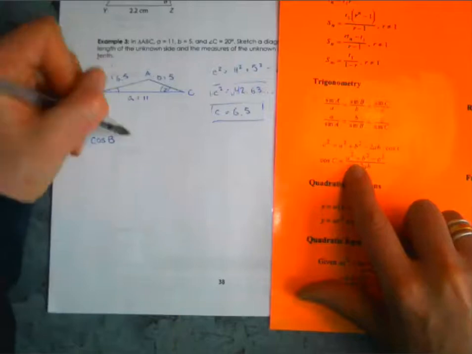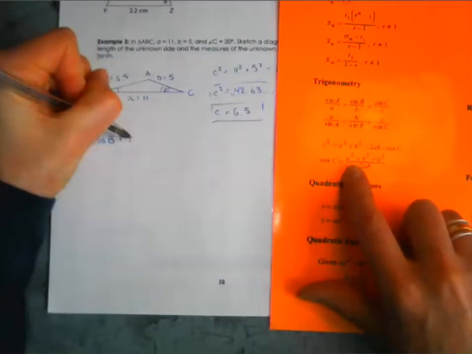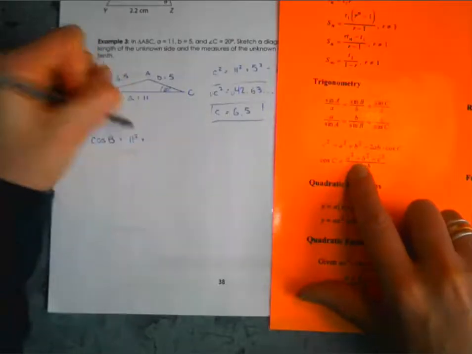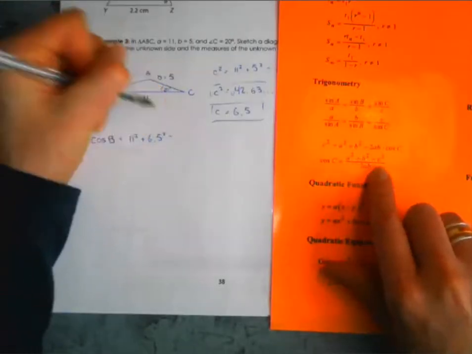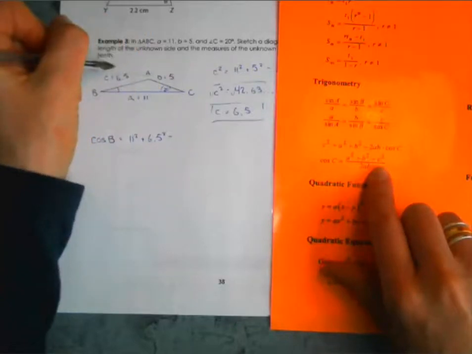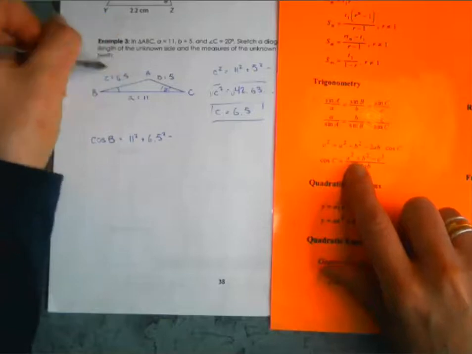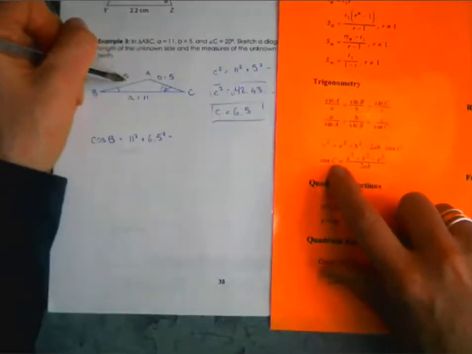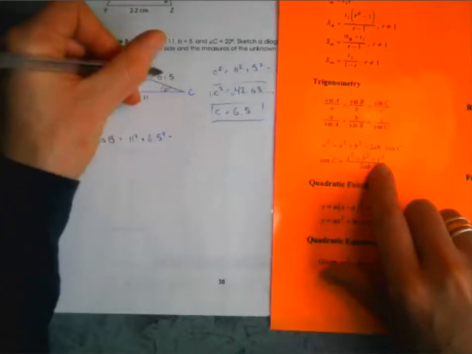So it's going to be A squared. Cosine B is going to be equal to 11 squared plus 6.5 squared minus, oh yeah, now I just messed myself up. Okay, but yeah, minus the side that's opposite the angle. So minus 5 squared.